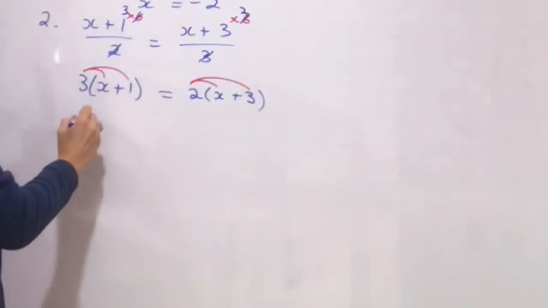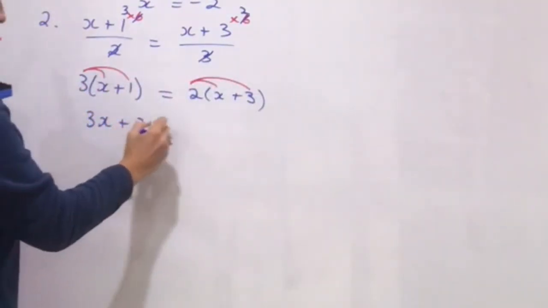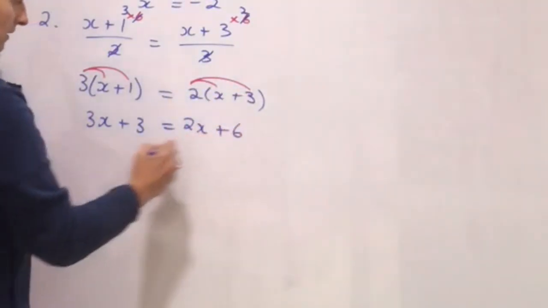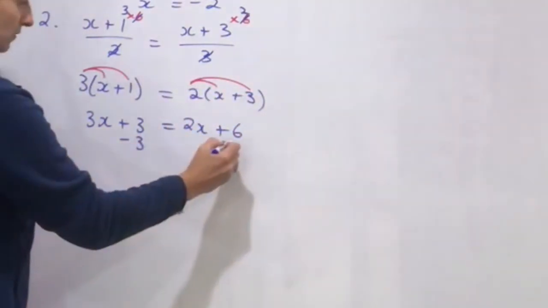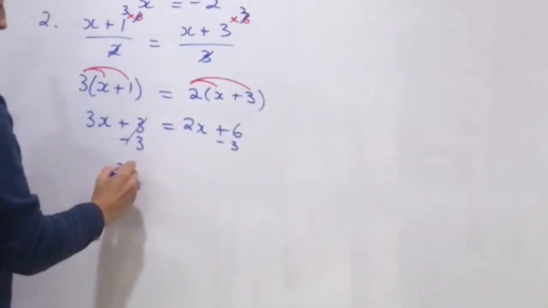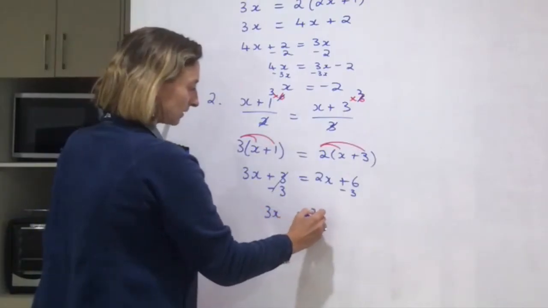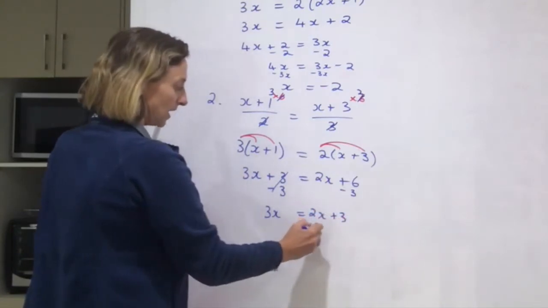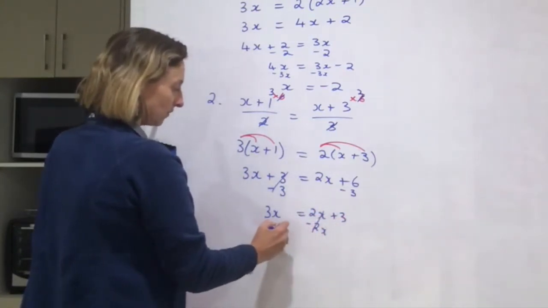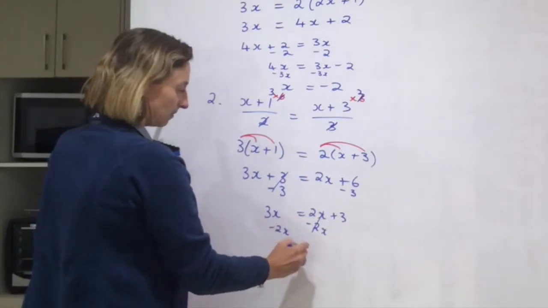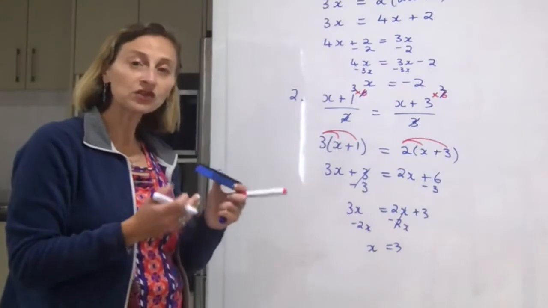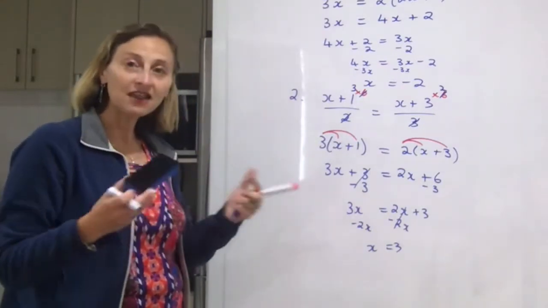3 times x is 3x, plus 3, equals 2 times x is 2x, and 2 times 3 is 6. I'm going to minus 3 from both sides. 3x equals 2x plus 6 take away 3 is 3. Minus 2x from both sides, and I'm left with x equals 3.